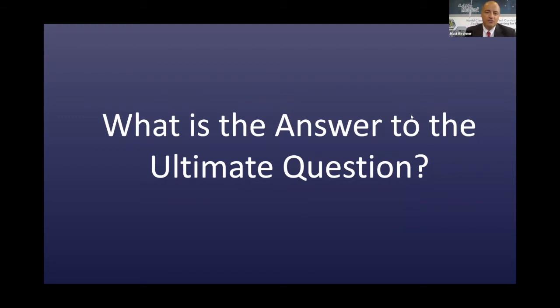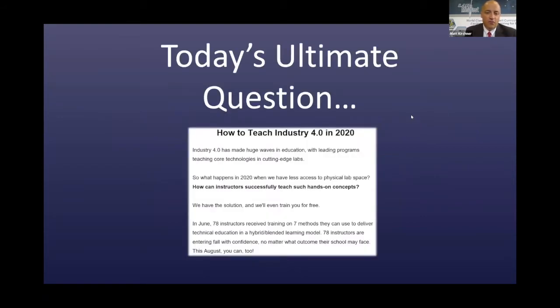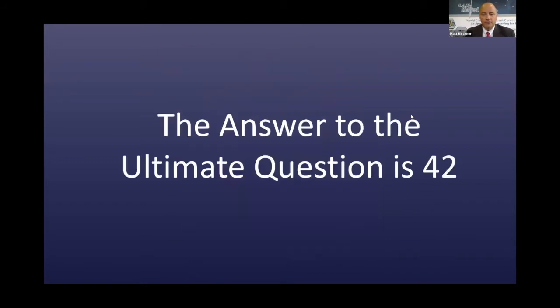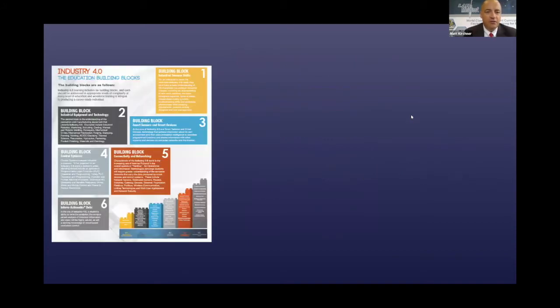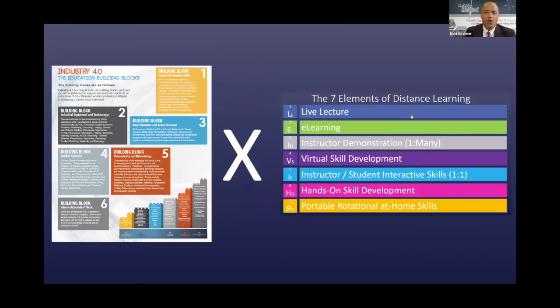The answer to the ultimate question is 42, but today's ultimate question is, how do we teach Industry 4.0 in 2020? And as it turns out, the answer to this ultimate question is also 42. Or put another way, it is 6 times 7, which we all know equals 42. What we mean by that is that there are 6 building blocks of Industry 4.0, and we need to deliver them in all 7 elements of distance learning. That's how we get to 42.